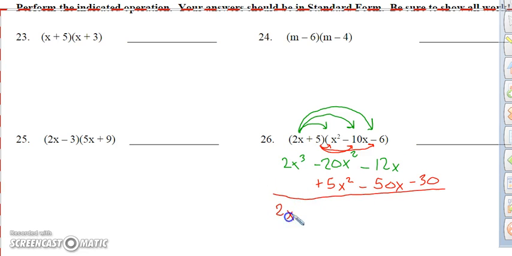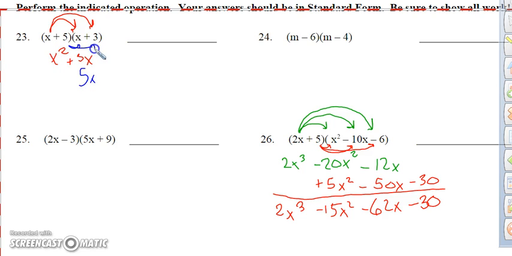Bring everything down, combine it. Negative 20 plus 5 is minus 15. Negative 12 minus 50 is negative 62. Bring down negative 30, and you're good. There's your answer. So all of this, just remember, distribute. I mean, look, x times x squared, this is how easy they are. x times 3, 3x. Then do the next term, right? 5 times x, 5x. 5 times 3, 15. And combine. x squared, I'm running this a little fast because I'm running out of time, plus 8x plus 15.